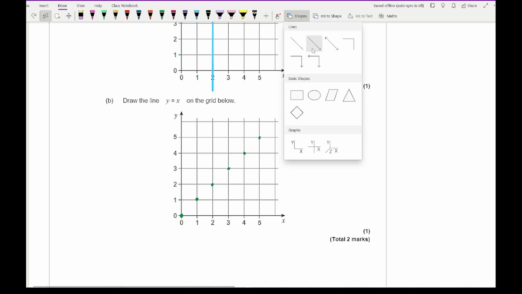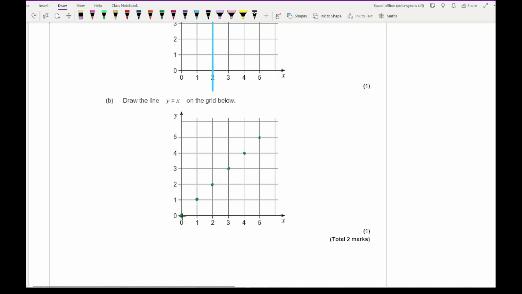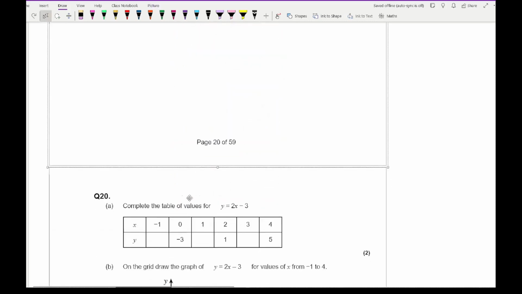So again, if I get a ruler and draw a straight line, what you want to try and do is make sure that your line goes through everything. Now, if your line goes over the graph, that's not a problem. Just make sure that it's not too short. You always want to make sure it crosses any axis if possible, like so.